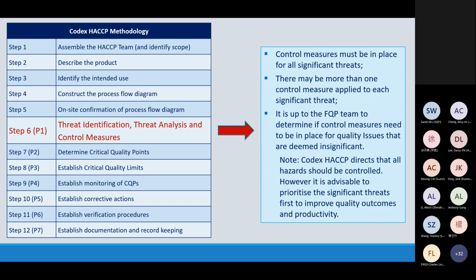Now, what do I mean by that? Control measures must be in place for all significant threats. Codex HACCP actually directs that all threats, or hazards, as it says in Codex, must be controlled. But for the most part, we say all significant threats. So you need to determine the significance of threats. There may be more than one control measure applied for each significant threat, as it is in the food safety plan. And it's up to the food quality team to determine if control measures need to be in place for quality issues that are deemed insignificant.